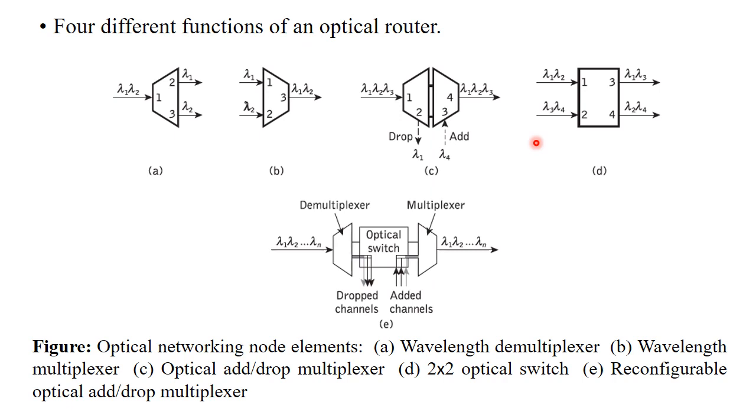If we take n number of such wavelengths, that is what figure E is going to indicate. In figure E we can observe that the input is lambda 1 up to lambda n, the output is also going to have lambda 1 to lambda n, and in the middle we are going to have the optical switch and also the drop and add multiplexer, which is going to perform the necessary operation.